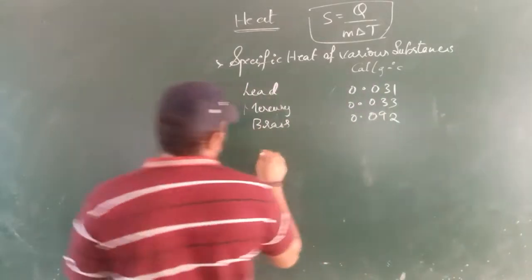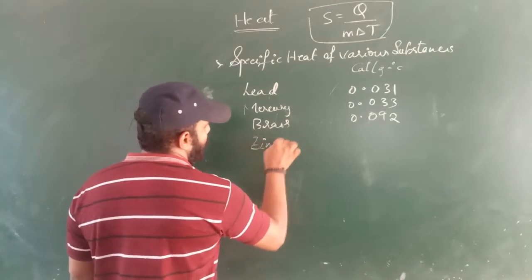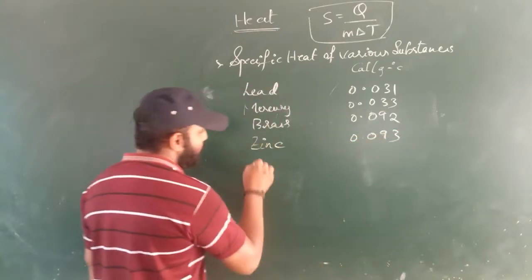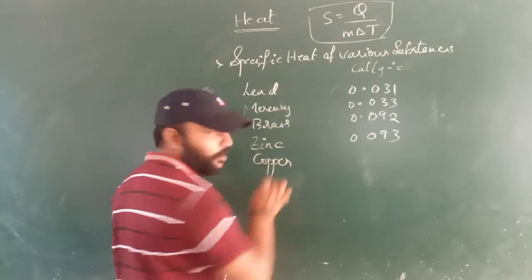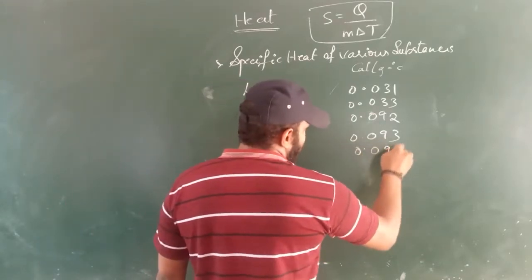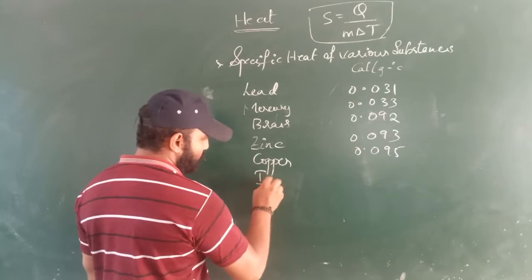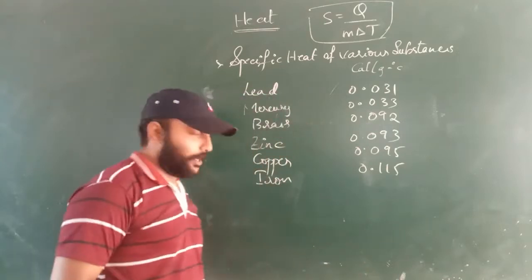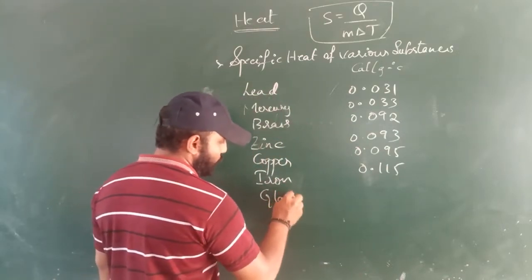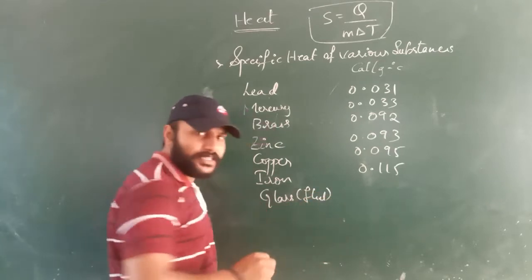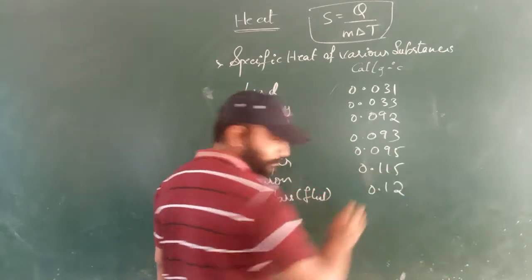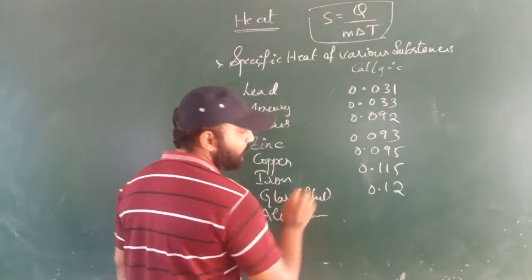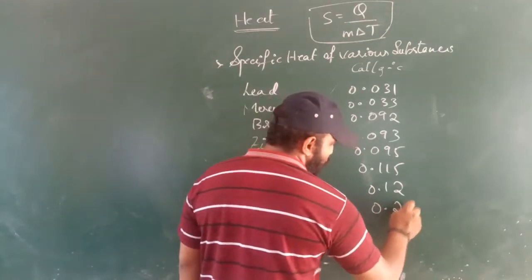And the next one, zinc. The specific heat of zinc is 0.093. And next one is copper. Copper specific heat is 0.095. Next one is iron. The specific heat of iron is 0.115. Next one is flint glass. Its value is 0.12. After glass, you can say aluminium, which is 0.21.